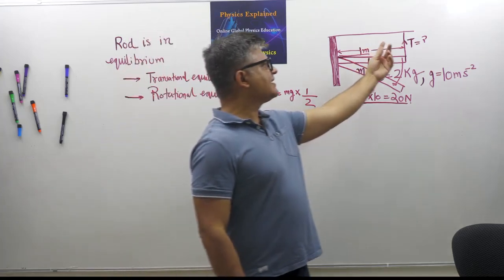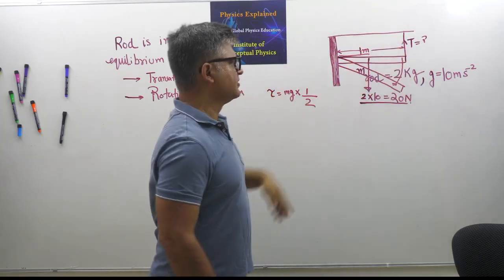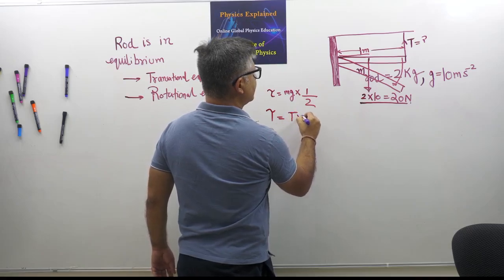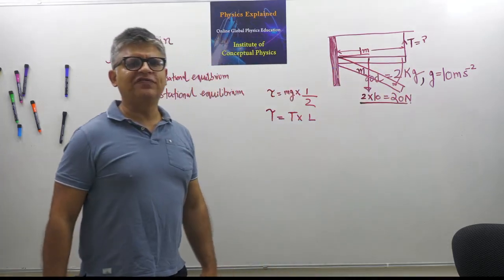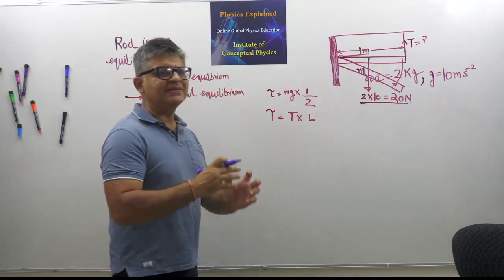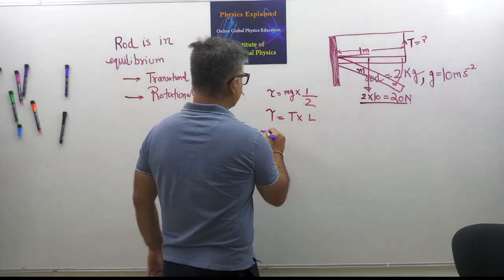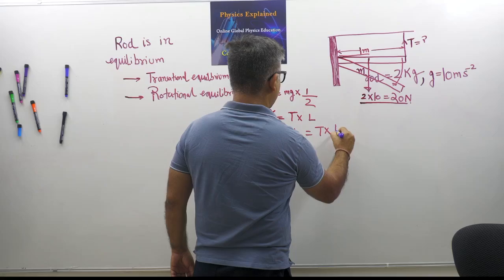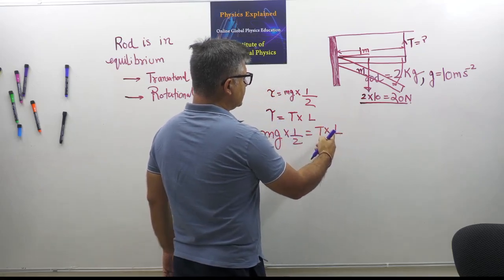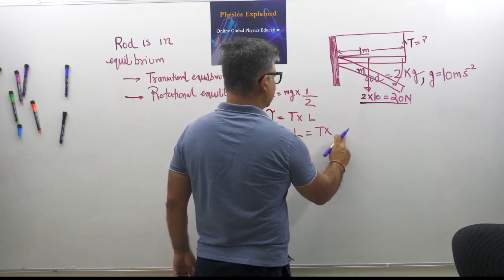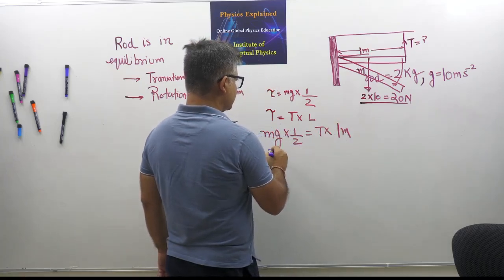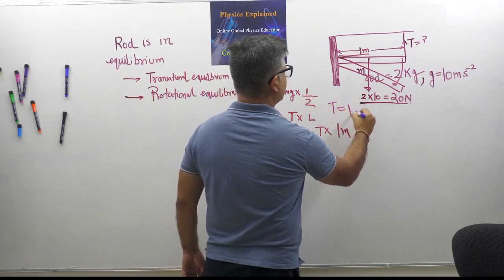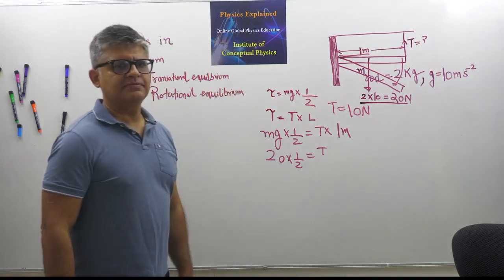It is not rotating, which means there is an upward torque also being provided by the tension. Tension is providing a counterclockwise torque, which is tension multiplied by L, the length, force into force arm. Now, this is a situation where the body is in rotational equilibrium also. I will equate these two. So this becomes mg into 1 by 2 is equal to T into L. L is obviously 1 meter. So this is 20 into 1 by 2 is equal to T, and therefore T is equal to 10 newtons. This is the answer.